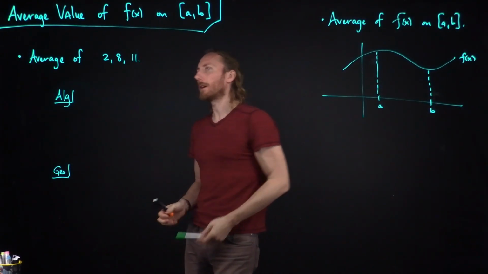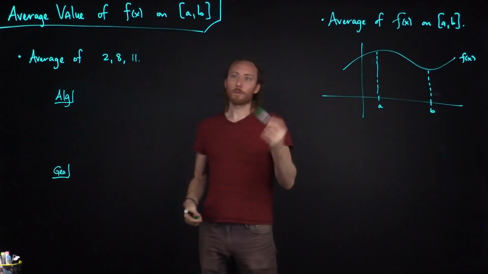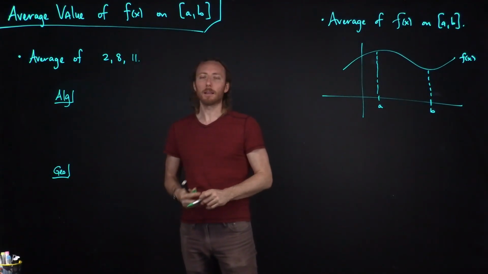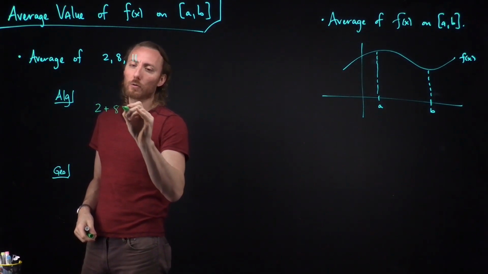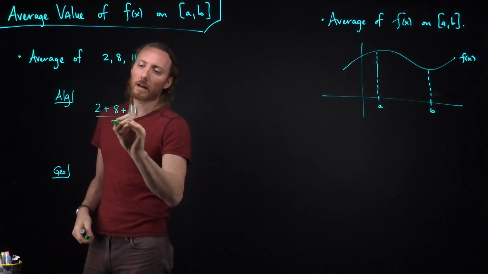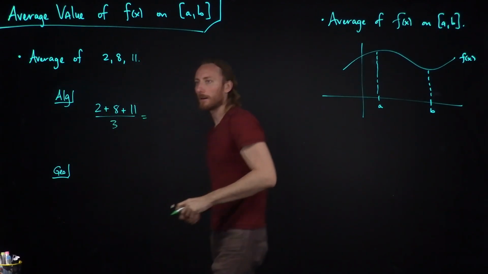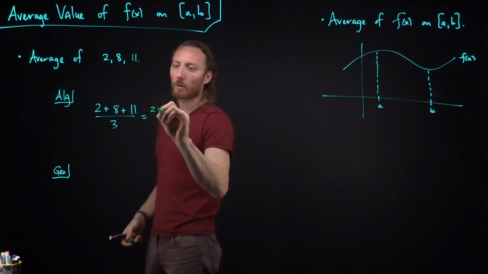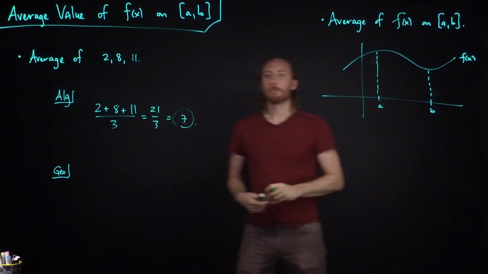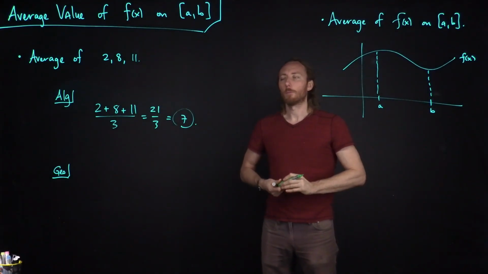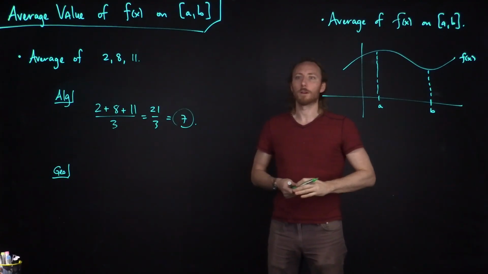So let's just start with a basic example. What if we want to find the average of 2, 8, and 11? I'm sure you're familiar with this idea. Algebraically, we just take 2 plus 8 plus 11 and divide by 3, the number of numbers. And that turns out to be 21 over 3, which is just 7. And from some point of view, that offers us nothing new from what we previously have known or have seen.